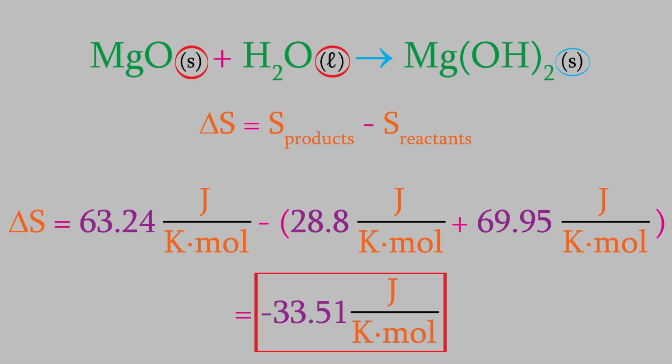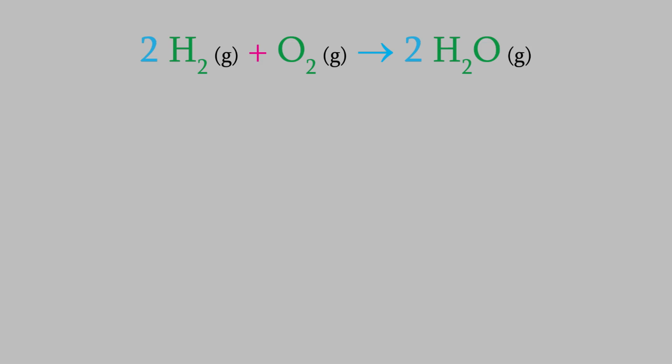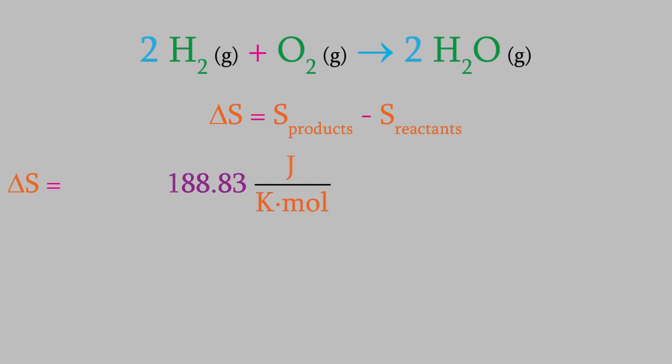Let's try another example. What will be the entropy change for this reaction? Once again, we'll use this formula to determine the entropy of the reaction. The product is water vapor, which has an entropy of 188.83 joules per Kelvin mole. But wait, before we move on, notice that the balanced reaction tells us that we have 2 moles of water vapor, so we'll need to multiply the entropy by 2.